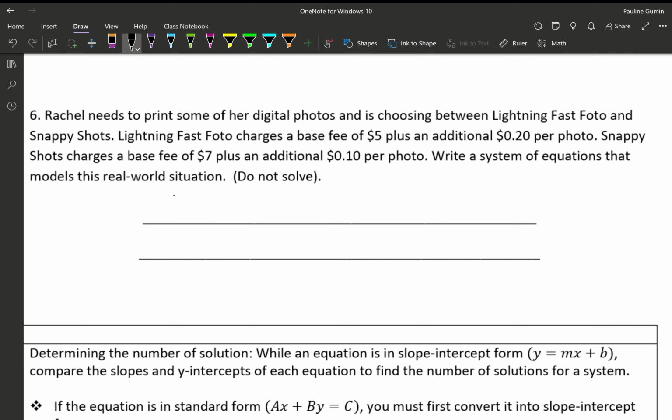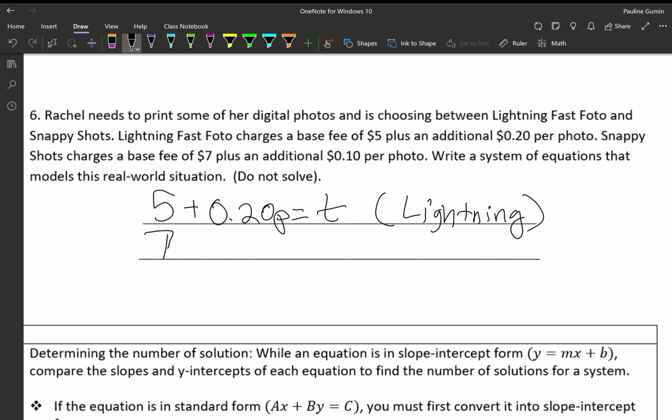Okay, so let's begin with lightning fast photo. Lightning fast starts with $5 no matter what, plus 20 cents per photo. And that's the total amount you're going to spend. Snappy shots. Well, snappy shots charges $7 to start and then 10 cents per photo.